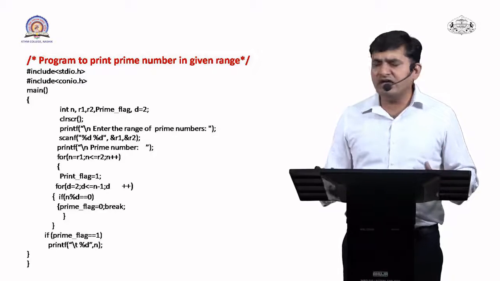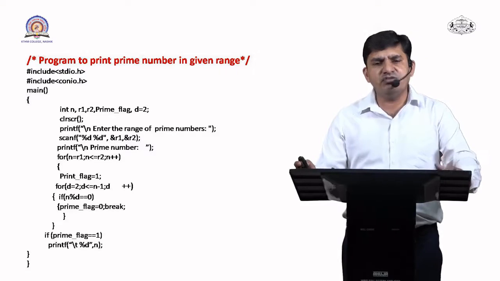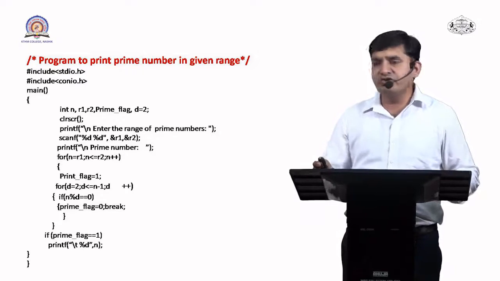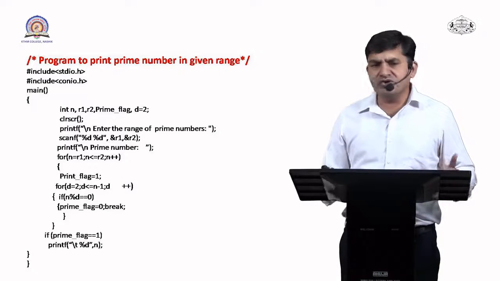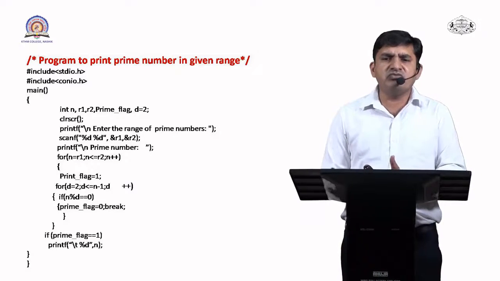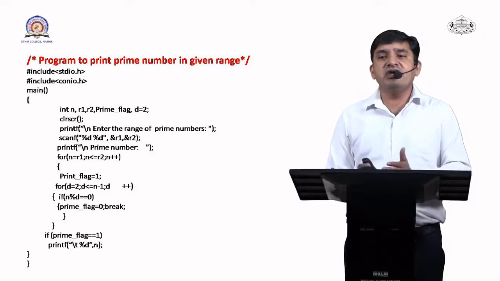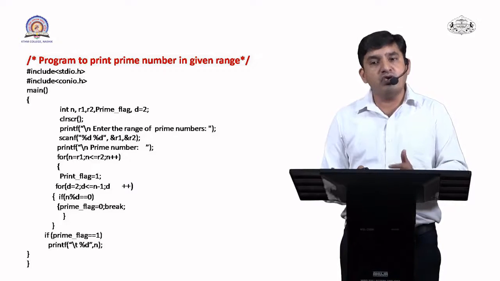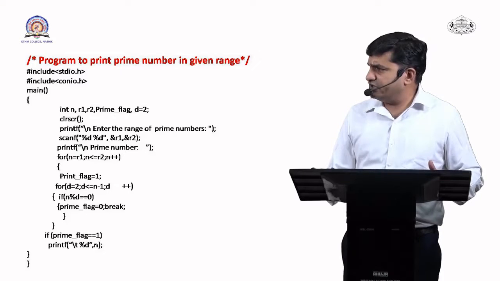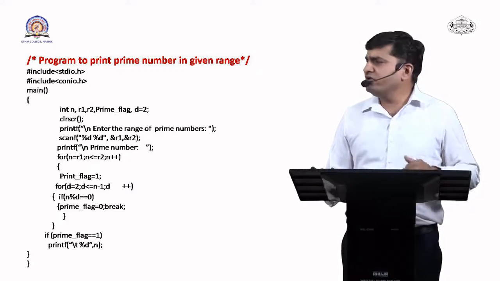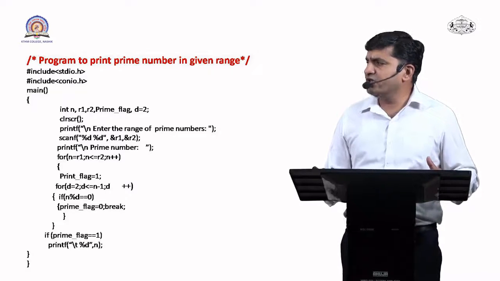.h means header file. We use printf and scanf functions, which are the standard input and output functions, and therefore we use stdio.h. Then hash include conio.h. In this program we use clear screen, which is used to clear the previous output, and getch, which is used to hold the output window, and therefore we use conio.h. Now the main function, where the codes are to be executed, and therefore we use the main function.